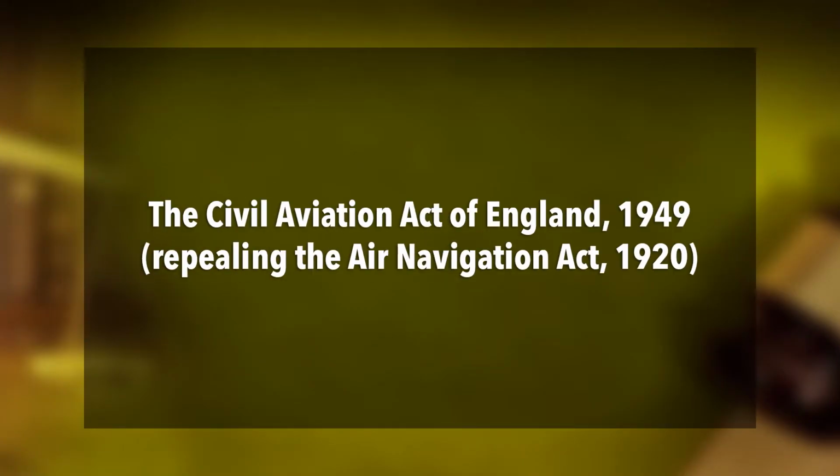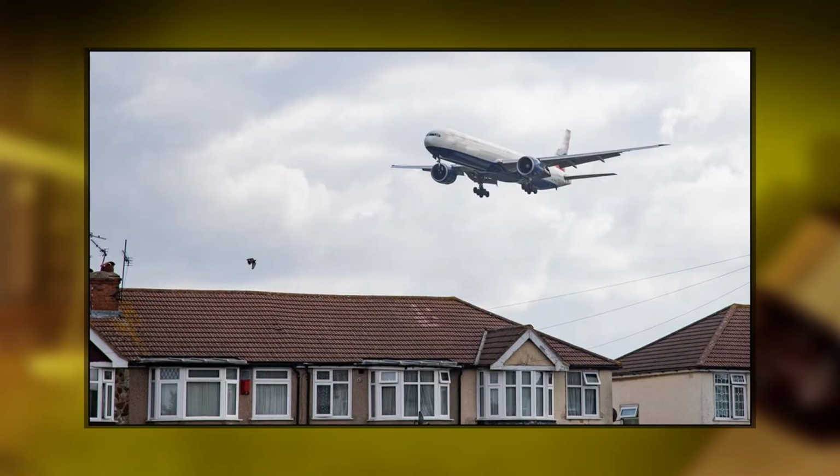The Civil Aviation Act of England 1949, repealing the Air Navigation Act of 1920, Section 40, provides that no action shall lie in respect of nuisance by reason only of the flight of an aircraft over any property at a height above the ground which, having regard to the wind, weather and all the circumstances of the case, is reasonable, or the ordinary instance of such flights.